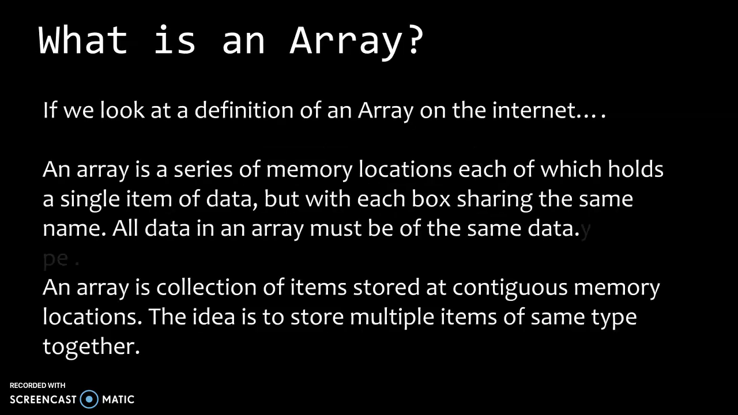So what is an array? I took a couple of definitions from the internet. An array is a series of memory locations, each of which holds a single item of data, but with each box sharing the same name. All data in the array must be the same data type. That's true. An array is a collection of items stored in continuous memory locations. The idea is to store multiple items of the same type of data. That's true also. But you as a programmer, at least right now, meaning in this particular course, don't have to worry about the memory locations, and so you can kind of discount that.